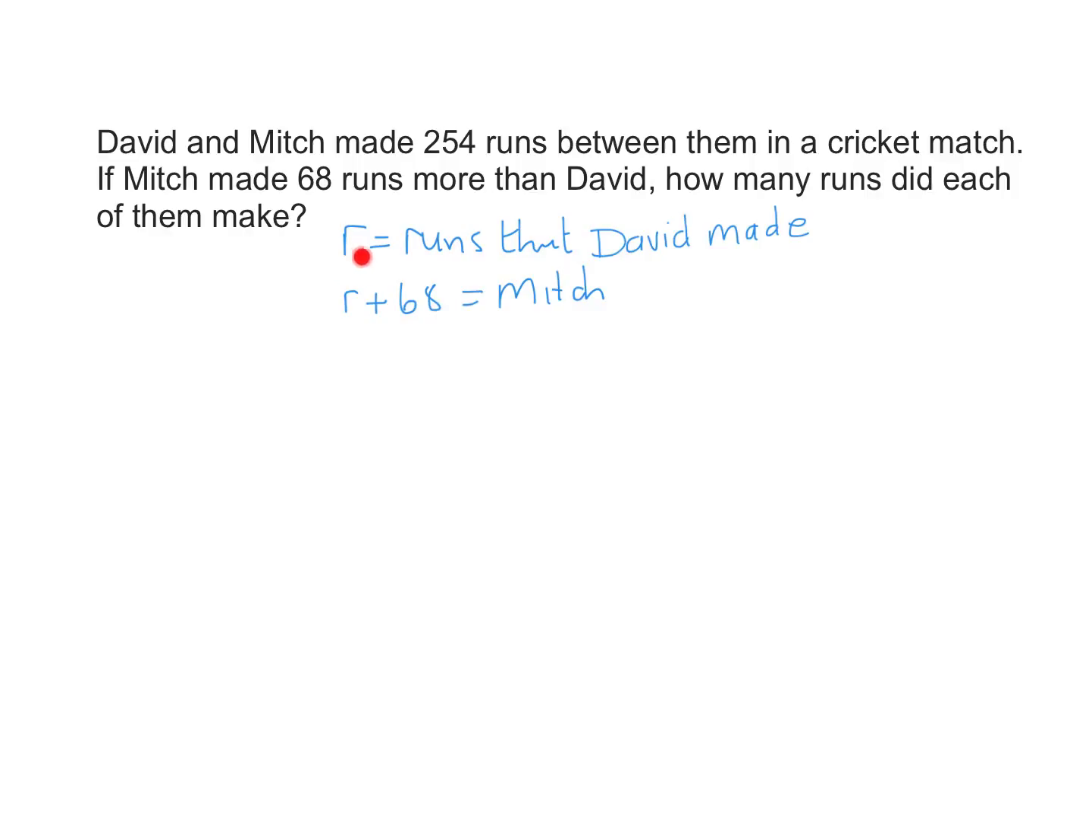Right, so now I can make a formula. I can use R for David's runs, and I can use R plus 68 for Mitch's runs. So I'll write it like this. Runs for David added to the runs plus 68 for Mitch equals a total of 254 runs between them. I will now simplify this equation over here. So R plus R gives me 2R plus 68 equals 254 runs.